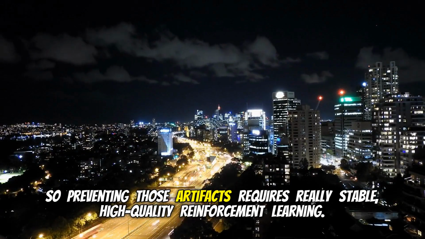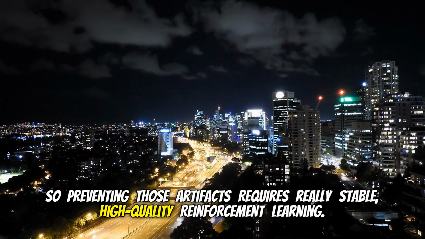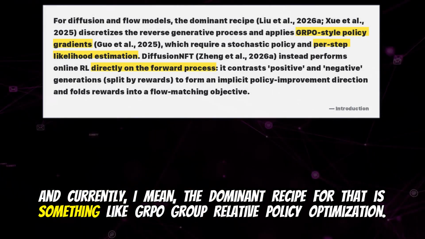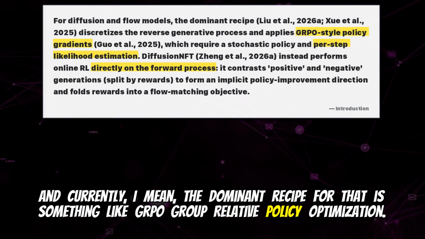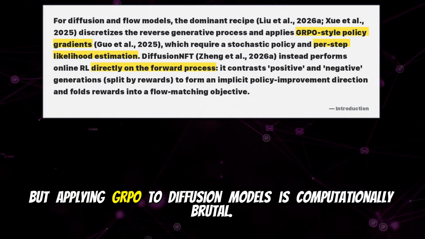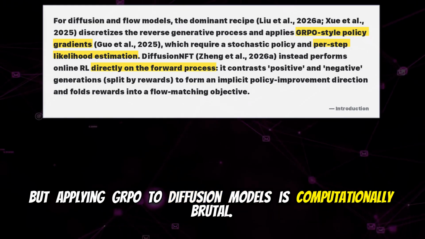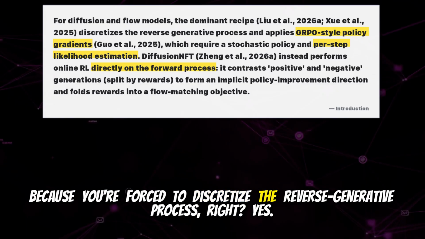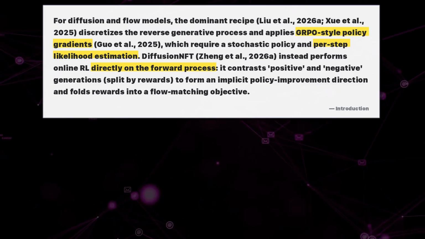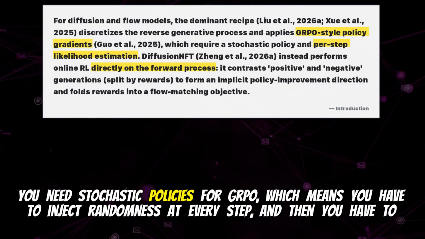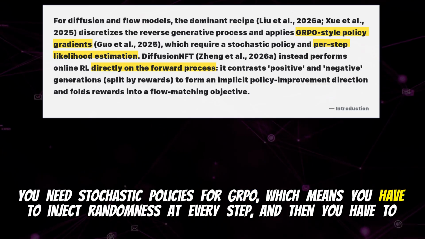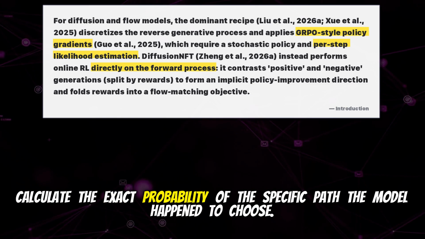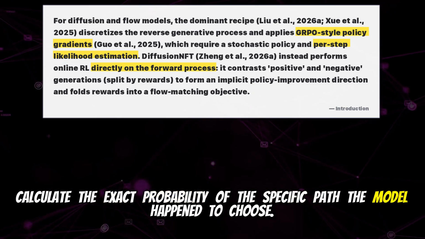So preventing those artifacts requires really stable, high-quality reinforcement learning. And currently, the dominant recipe for that is something like GRPO, group relative policy optimization. But applying GRPO to diffusion models is computationally brutal. It's just so heavy, because you're forced to discretize the reverse generative process, right? Yes. You need stochastic policies for GRPO, which means you have to inject randomness at every step, and then you have to calculate the exact probability of the specific path the model happened to choose.